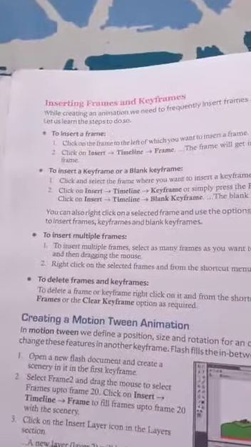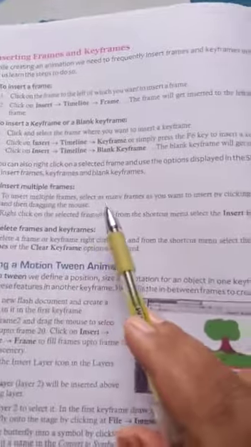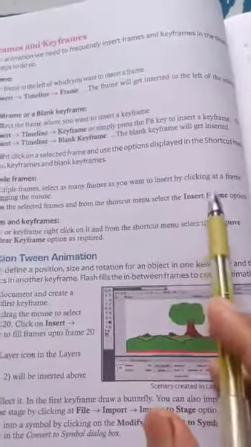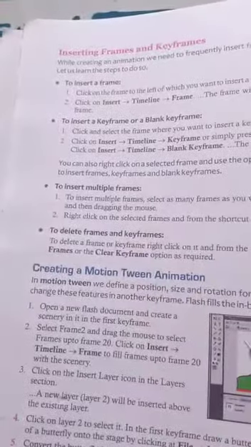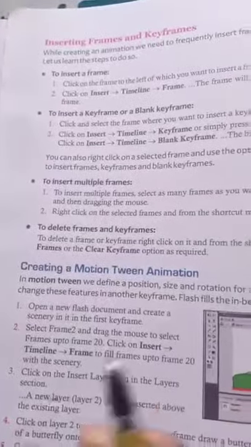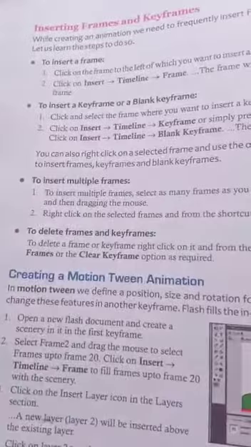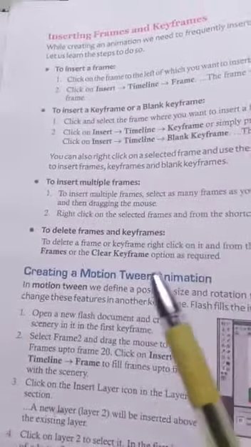You can delete frames and keyframes also. So how can you insert multiple frames? To insert multiple frames, select as many frames as you want to insert by clicking at a frame and then dragging the mouse. First you select the frame, click on the frame and drag the mouse, and the frames will be inserted. Okay, multiple frames will be inserted.